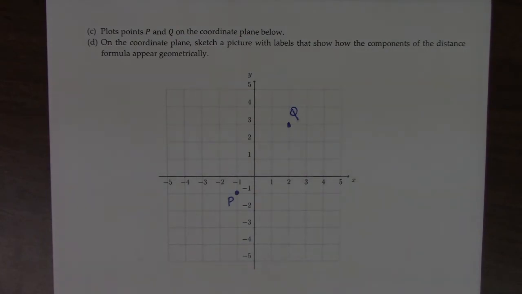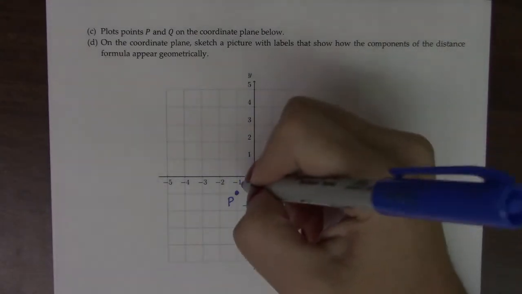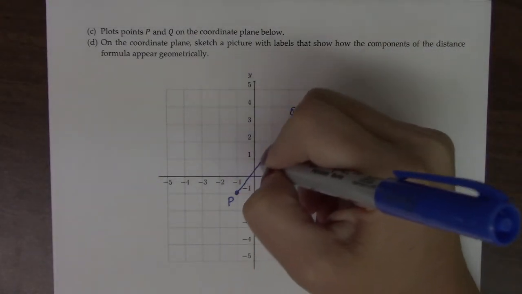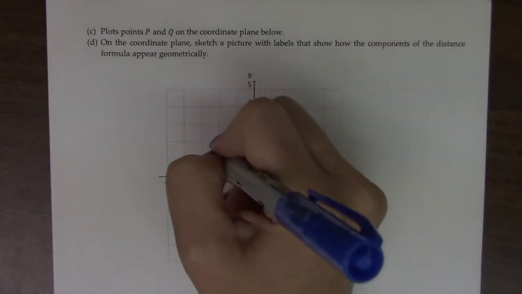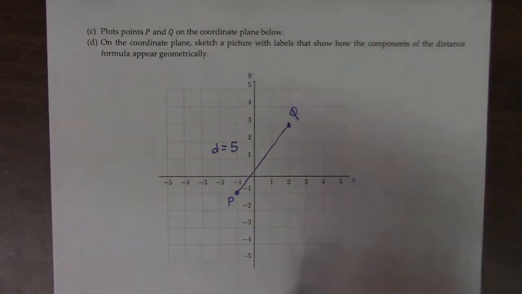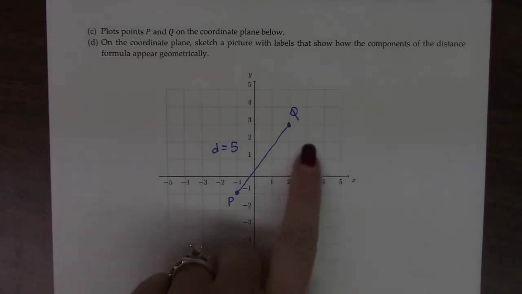It says, on the coordinate plane, sketch a picture with labels that show how the components of the distance formula appear geometrically. When we calculated the distance, what we were finding was, if I draw a straight line from P to Q, the hypotenuse of the right triangle we would create here. The distance of this line segment is 5.